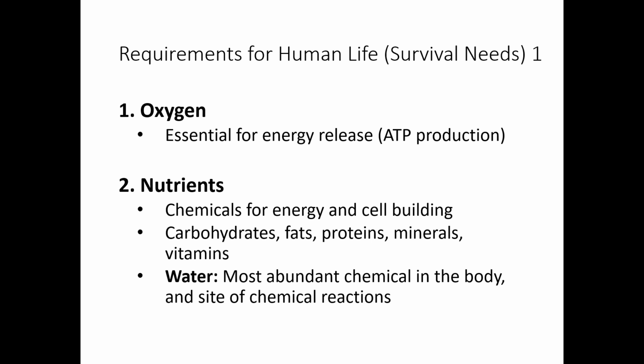Number 2, nutrients. Nutrients are all the chemicals we mostly receive with food for energy and cell building. To produce ATP we need oxygen, but not only, we also need glucose molecules, and we receive those molecules with food. To build our cells we need fats, we need proteins, we also need different types of minerals and vitamins, and we always need a lot of water. Water is the most abundant chemical in the body, and it's the site of chemical reactions.